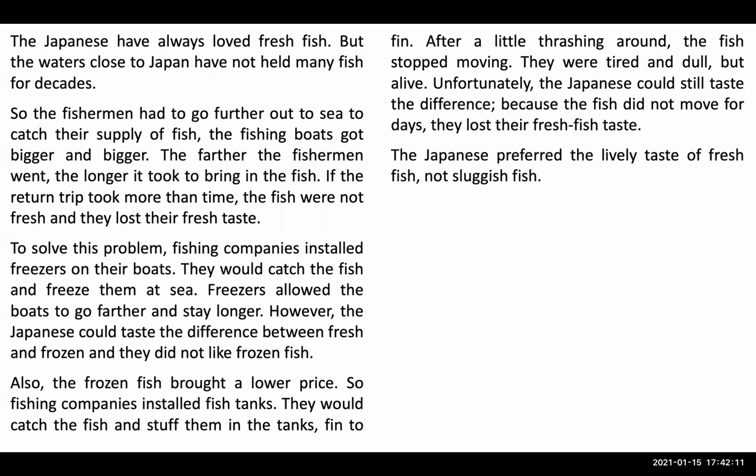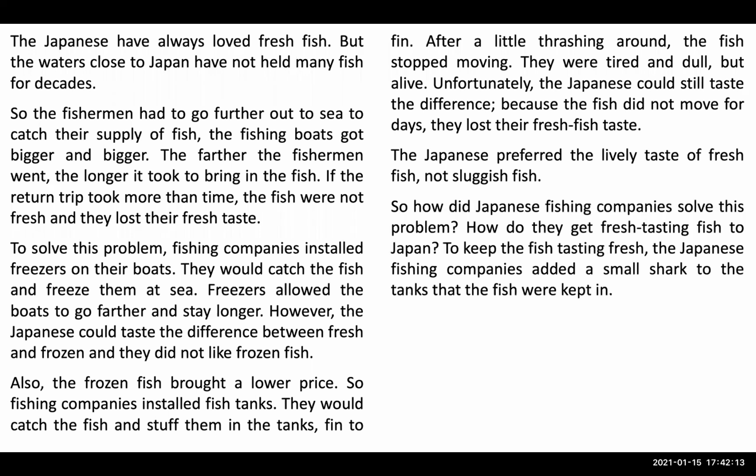Japanese preferred the living taste of the fish, not sluggish fish. So how did Japanese fishing companies solve this problem? How did they get tasting fish to Japan? To keep the fish tasting fresh, the Japanese fishing companies added a small shark to the tank that the fish were kept in.